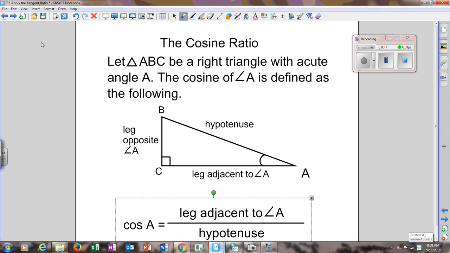The cosine ratio. For the cosine, let triangle ABC be a right triangle with acute angle A. Cosine of angle A is defined as the following. So we have our triangle again. We have the cosine of A equals the leg adjacent to angle A divided by the hypotenuse. So anyways, this is the leg adjacent to angle A over hypotenuse.